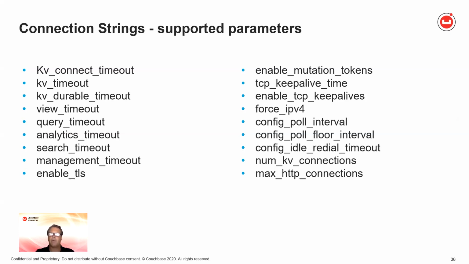You can enable or disable mutation tokens. You can set your TCP keep alive variables. You can configure polling. There's a lot you can do. Not everything though. There are some properties of ClusterOptions that do not work with connection strings, and these are more complex objects, things like transcoders and serializers. These simply don't translate to a string.